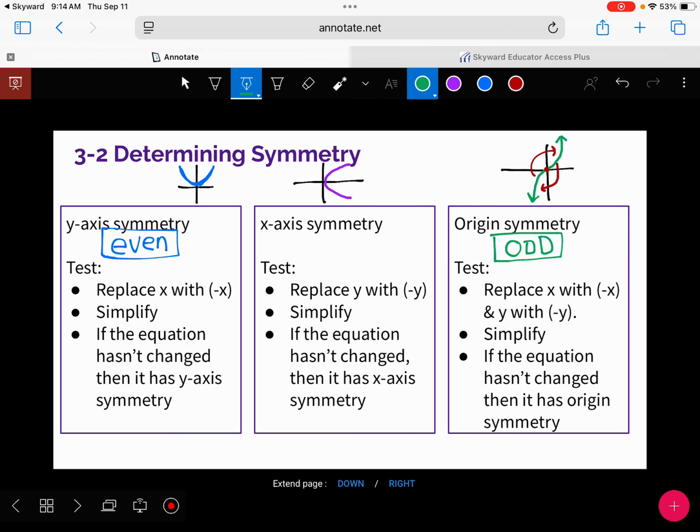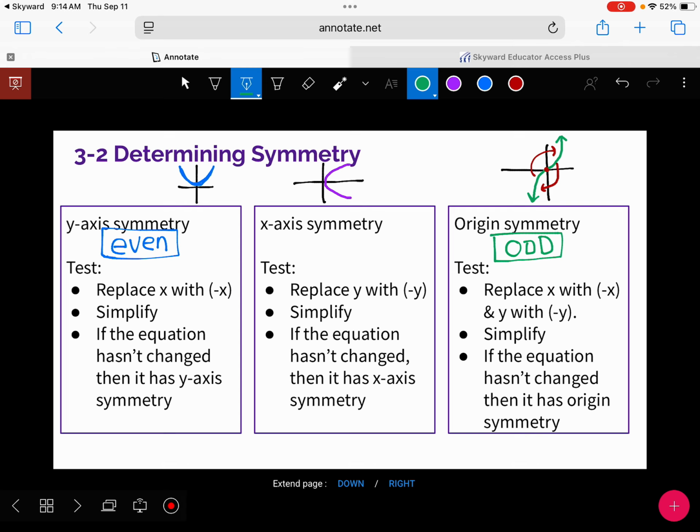A lot of times what we're doing is seeing if we get the exact same answer when we change one sign. So for our y-axis symmetry, when x is 2, x of negative 2 should have the exact same y value. So if I replace x with minus x, I should get the exact same y value because they line up over here. So if we replace x with the opposite of x and get the exact same answer, we have y-axis symmetry.